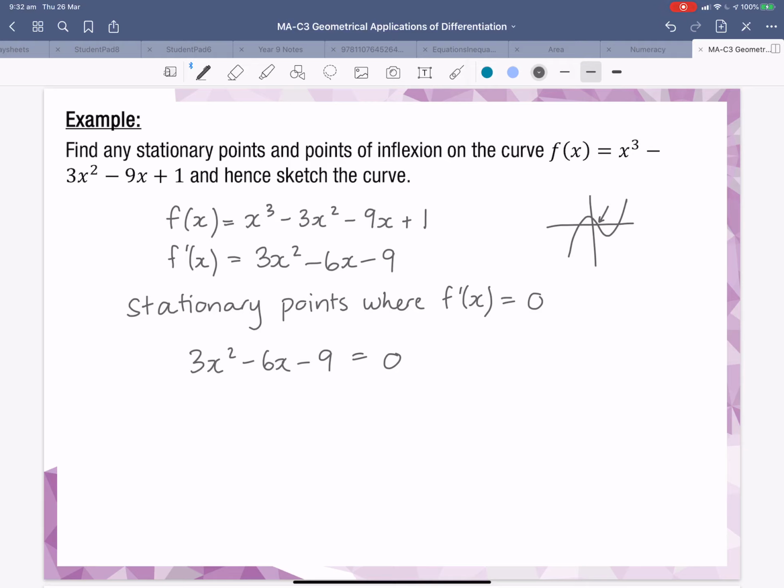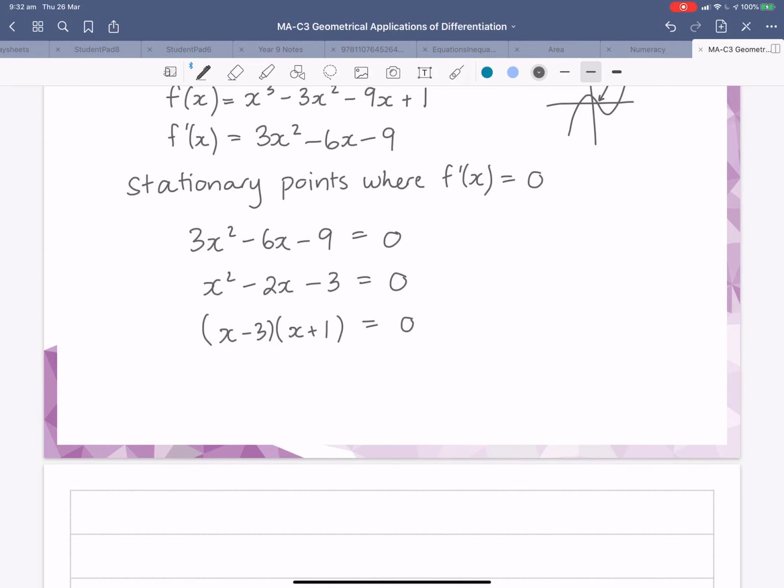And the smart way to go about this is to divide throughout by 3 first. It will factorize if you don't, but it'll be much harder. So dividing throughout by 3, I get x squared minus 2x minus 3 equals 0. And that factorizes to x minus 3, x plus 1 equals 0. So x equals 3 or x equals minus 1.